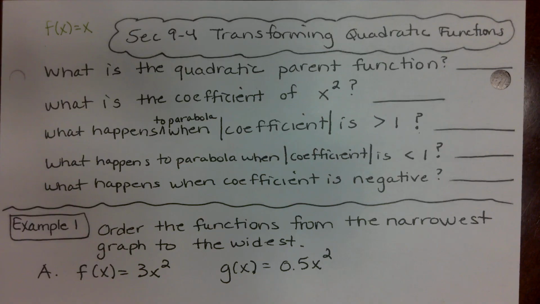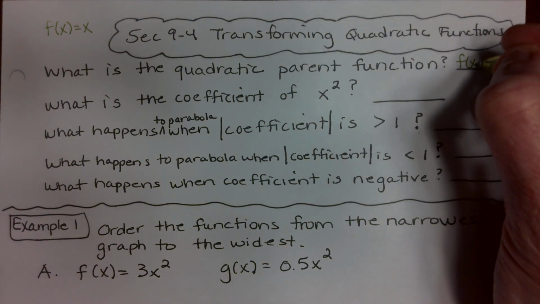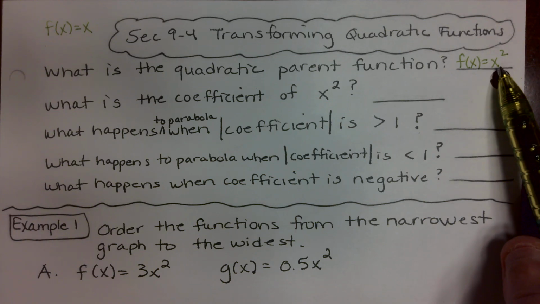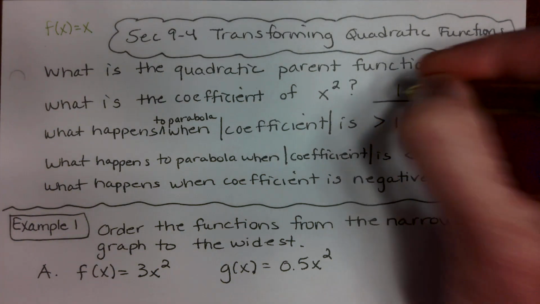We have the same thing going on with a quadratic. So the parent function of a quadratic is f of x equals x squared. So my question for you is, what is the coefficient of x squared? Correct, 1.